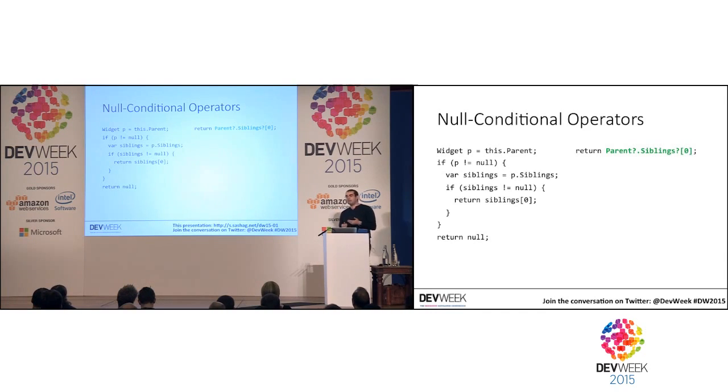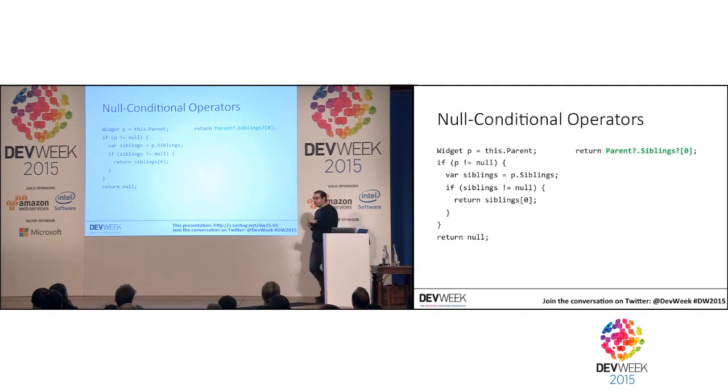If parent isn't null, then let's see if the sibling's property of that parent is null. If it is null, then again, I want the whole expression to be null. That's what the second question mark means. If it wasn't null, then again, like before, I'd like to return the first one.